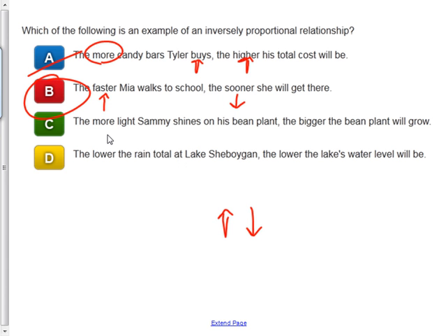The more light, again, more means an increase, so this is going up. Sammy shines on the bean plant. The bigger would be increasing, so these are both increasing. And the lower the rain total at Lake Sheboygan, the lower. So these are both going down. So again, I still like my choice for B, but it's good to read through all your options.